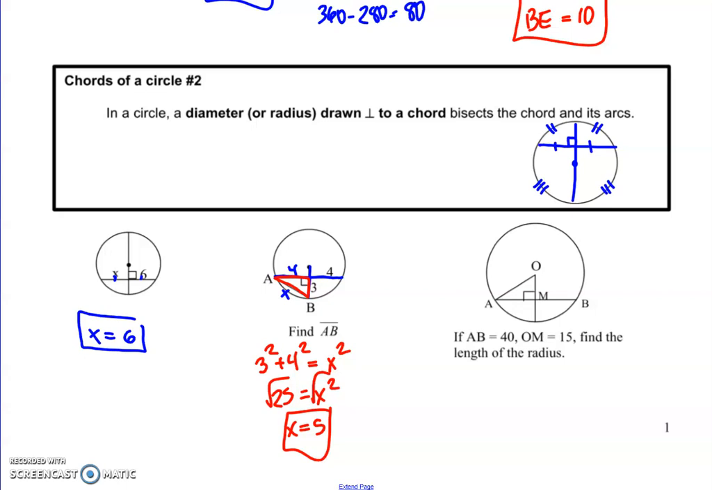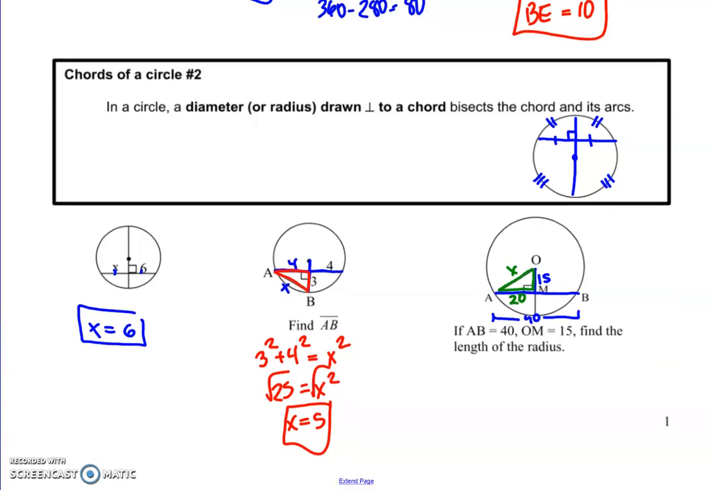All right, the next example, it says AB is 40. This is the most challenging application we have. So I know this whole length here has to be 40. It says OM, so just this piece here is 15. It wants us to find the length of the radius. Well, again, it's going to be the Pythagorean theorem, but we're not going to use 40. We have to use this side here, which is 20. So we just have to be careful of that.